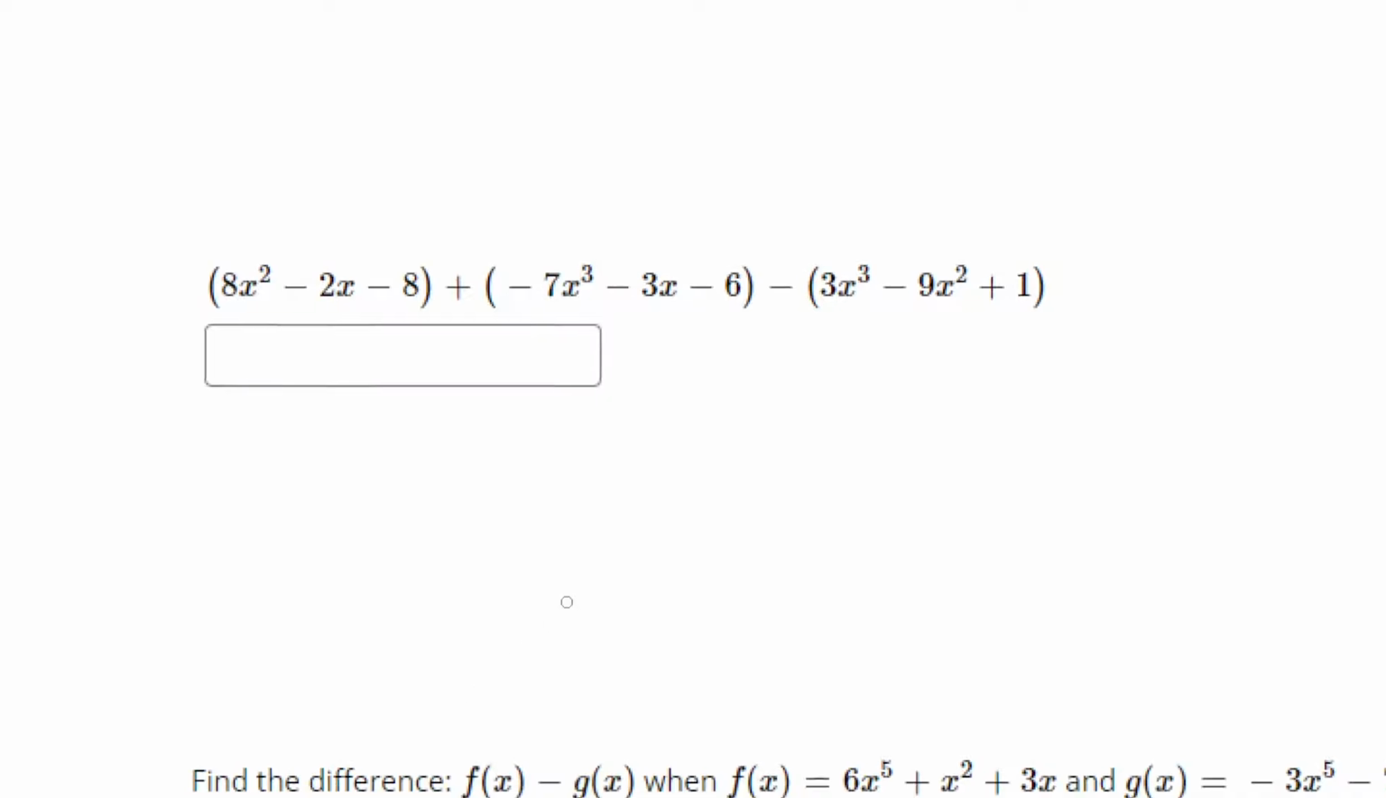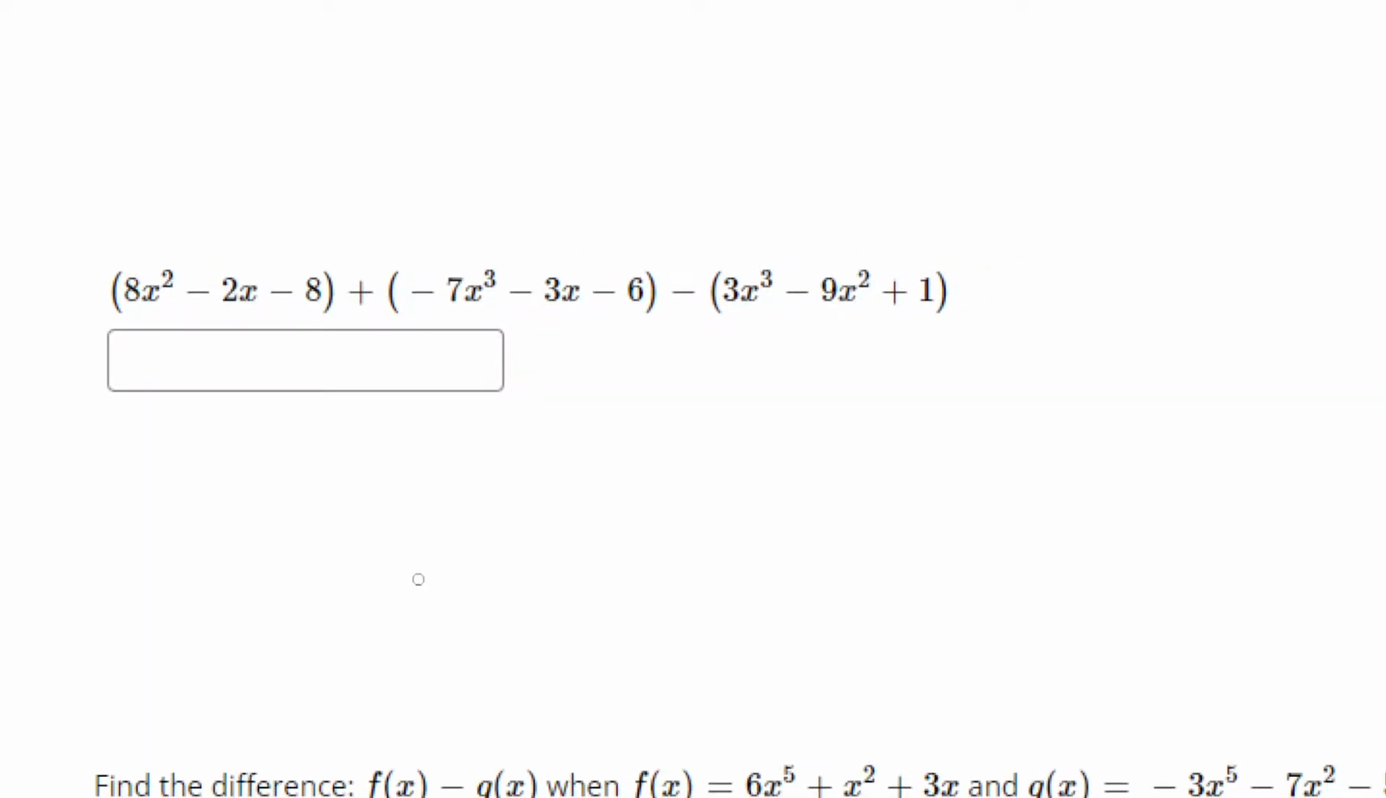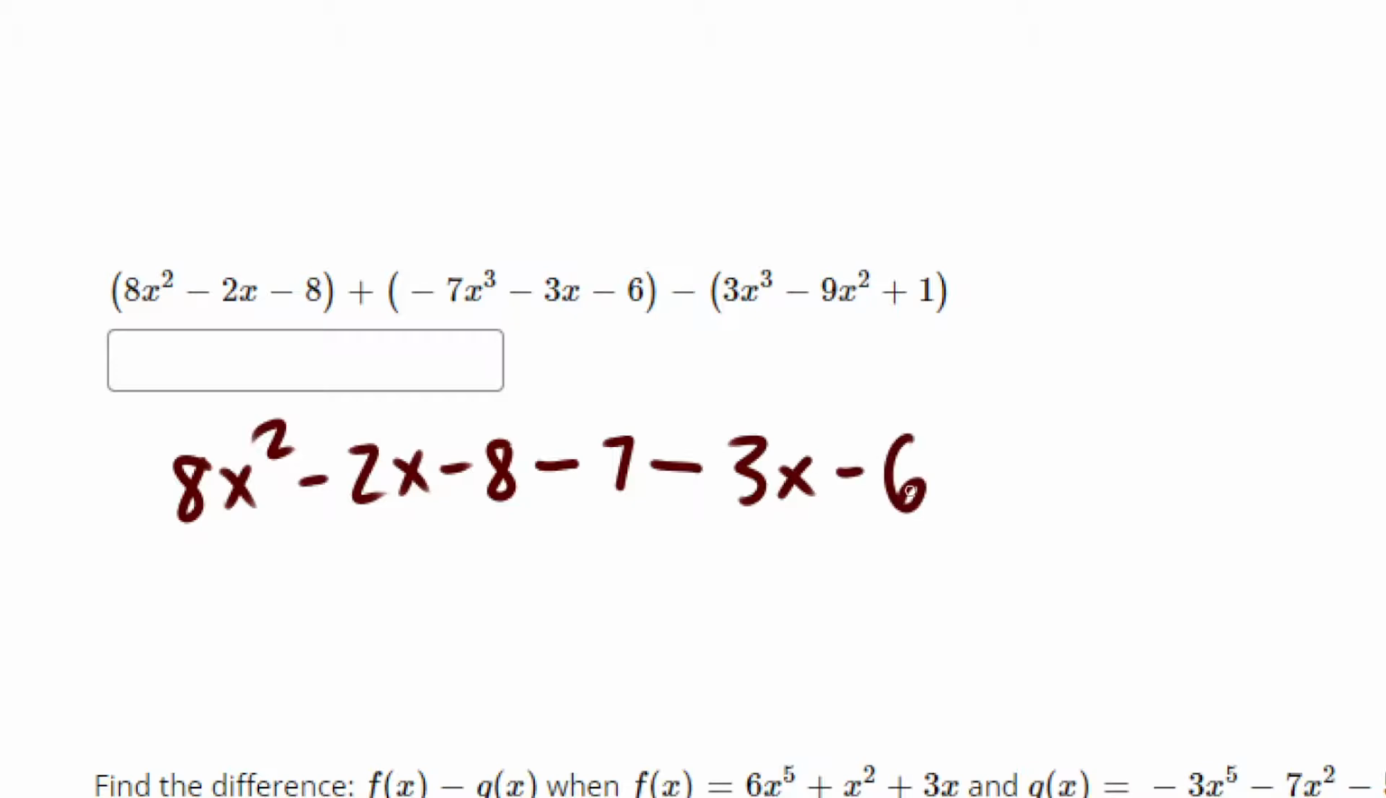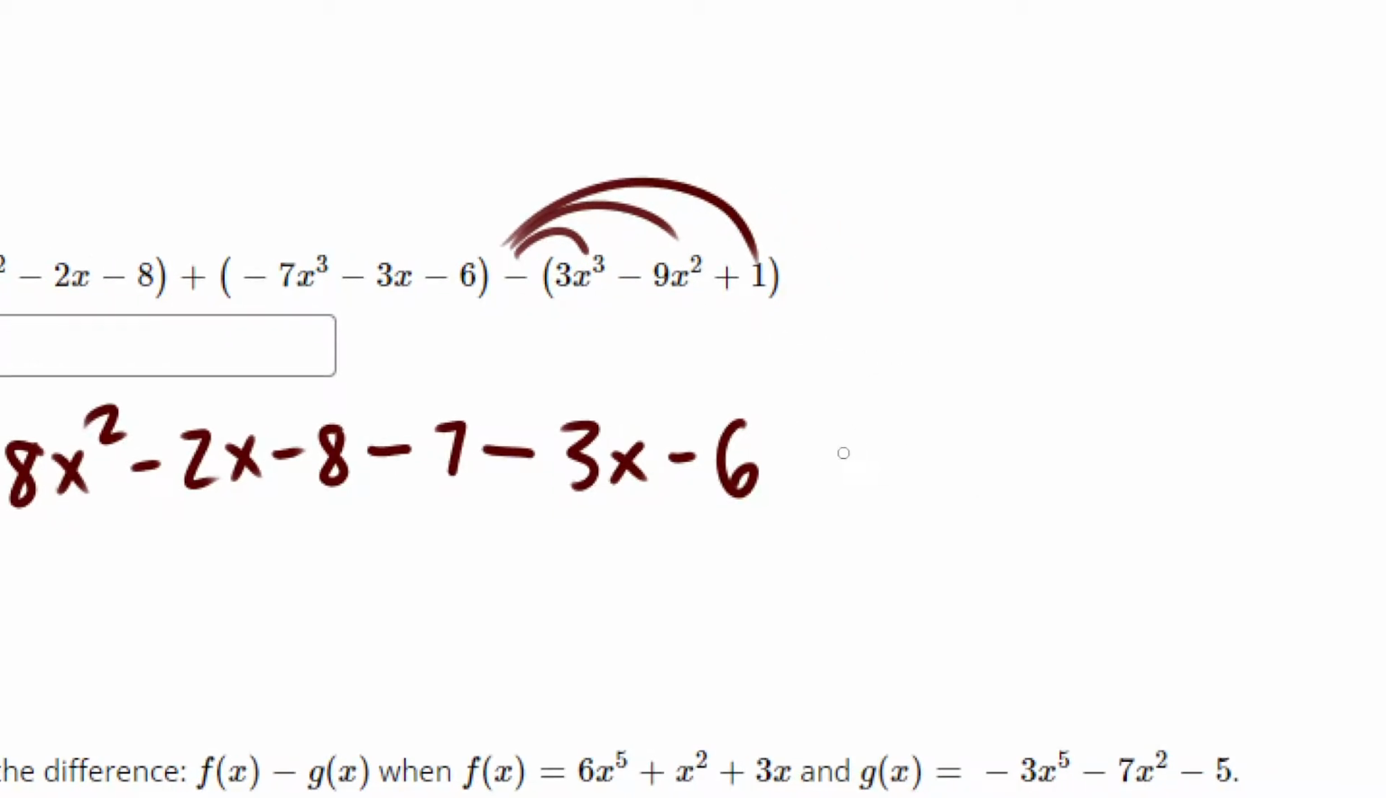This one wants us to simplify this, basically do the operations. So we have 8x squared minus 2x minus 8 plus, minus 7 minus 3x minus 6. Now when you see this negative sign and these parentheses, that means it's going to distribute to each of these terms. So it's going to flip the signs of each of these terms. So instead of +3x cubed, we have minus 3x cubed, and then plus 9x squared, and then minus 1.